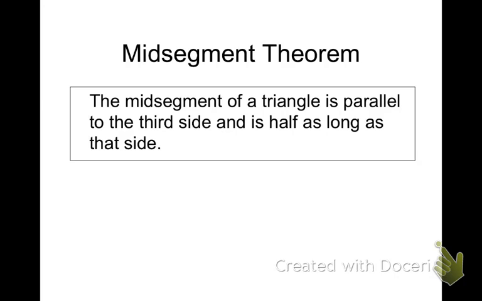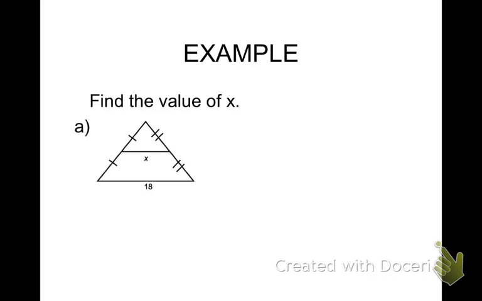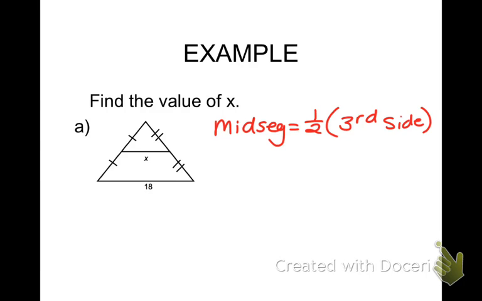Okay, all right, so we're going to pause there. For example, using the concept of the mid-segment theorem, the mid-segment is parallel to the third side and is half as long, right? So if we think about the idea that your mid-segment is equal to half the length of your third side, what would be the length of our mid-segment here? What would x be equal to? x would be equal to half of 18, which is 9, right?